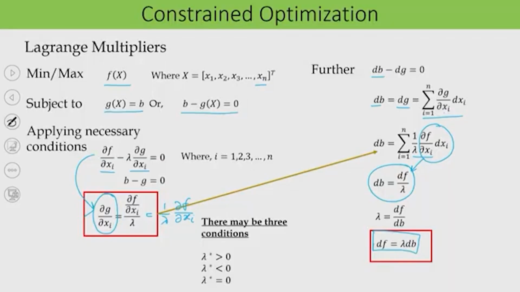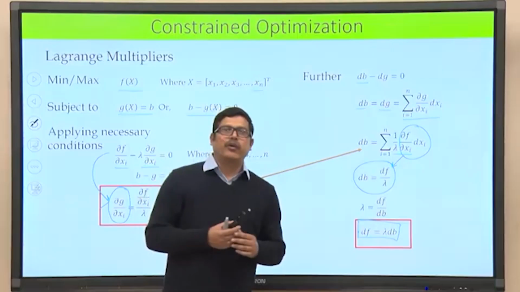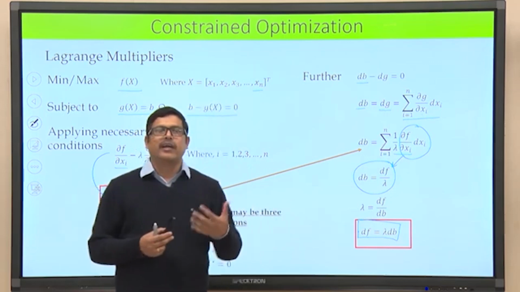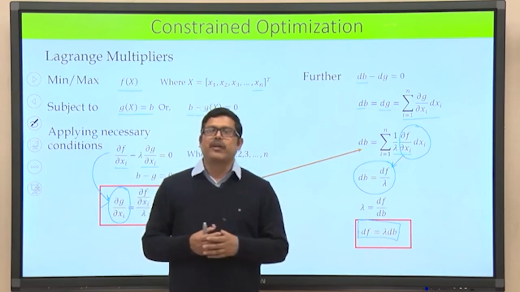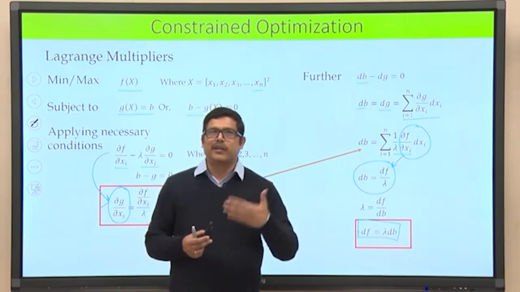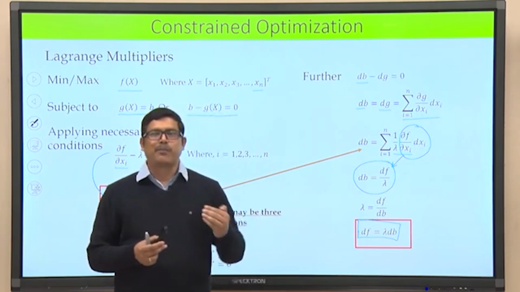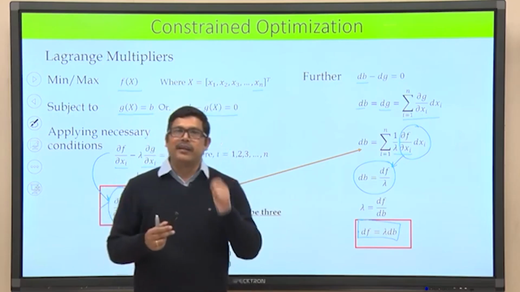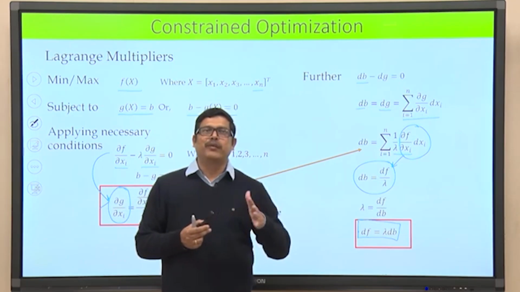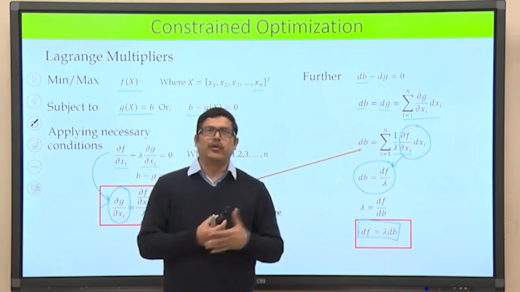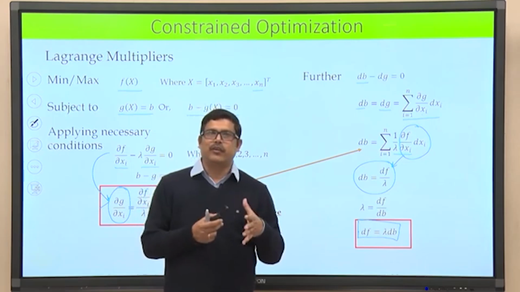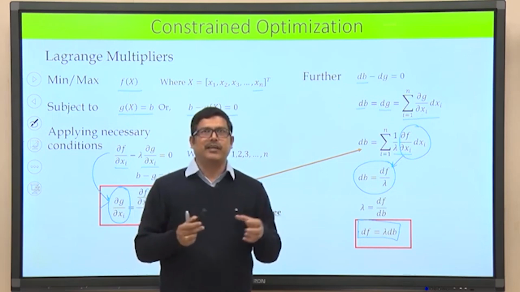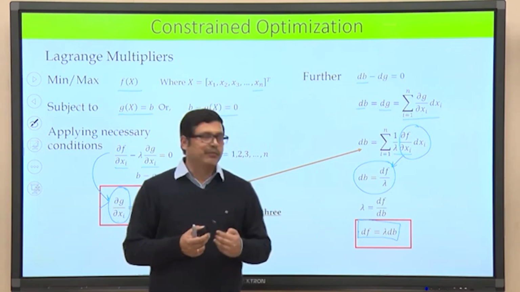Now, consider lambda is negative. In that case, if you are relaxing your constraint, that means del B is positive, there will be a marginal improvement of your objective function value. But if you are tightening it, that means del B is negative, the function value will increase. So if you are tightening your constraint, the function value will increase, but if you are relaxing, the function value will reduce, there will be a marginal improvement.